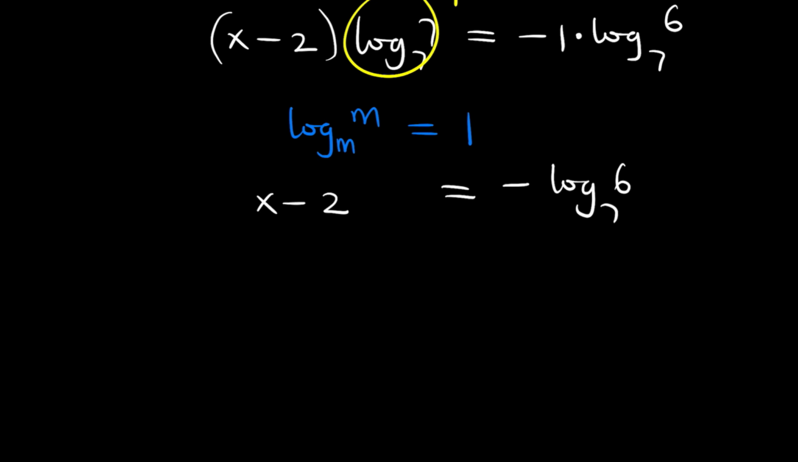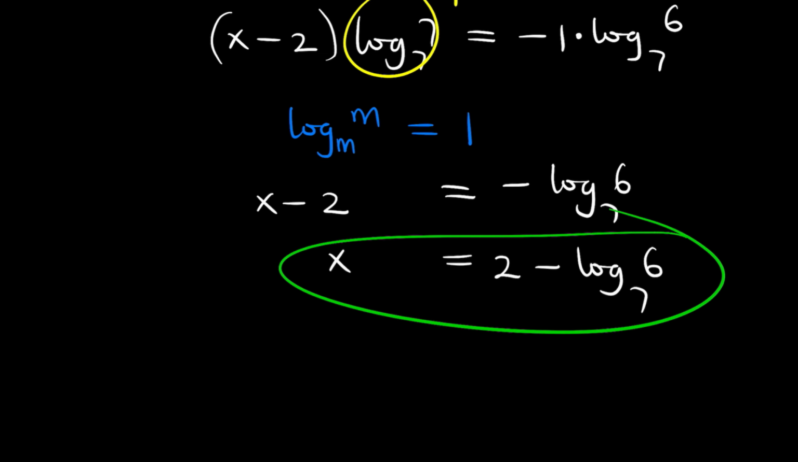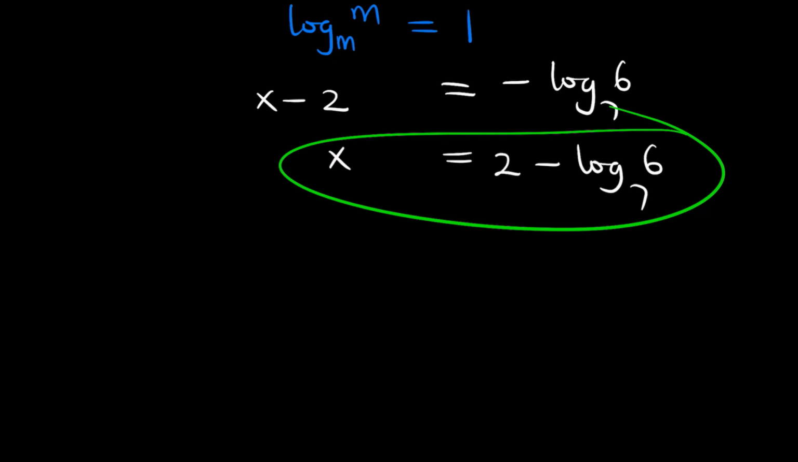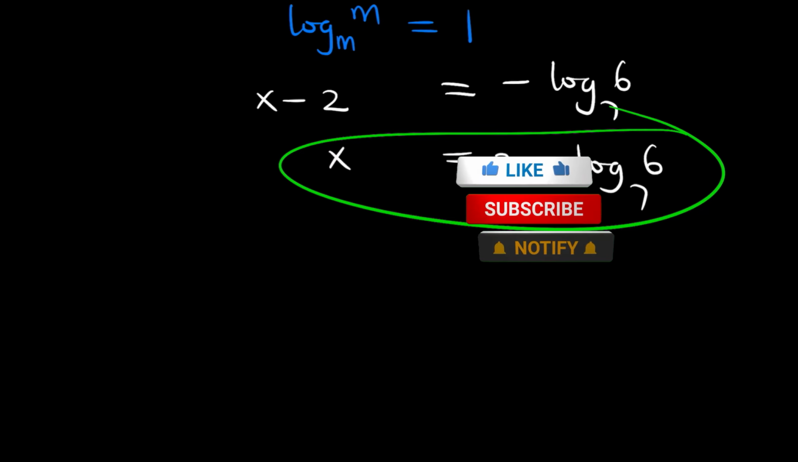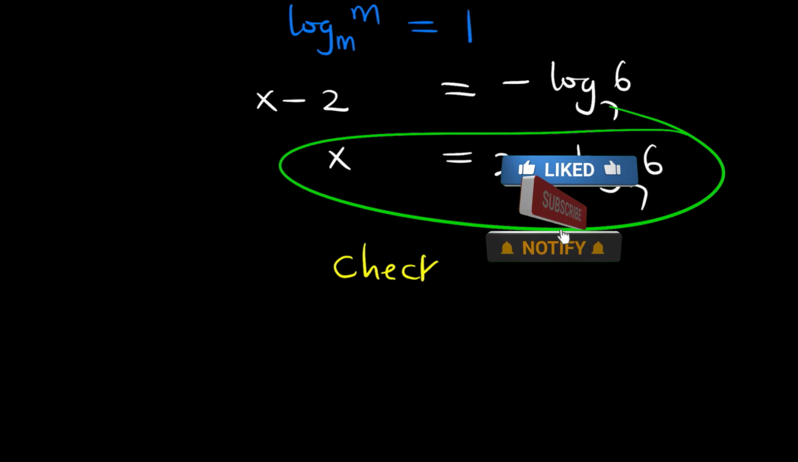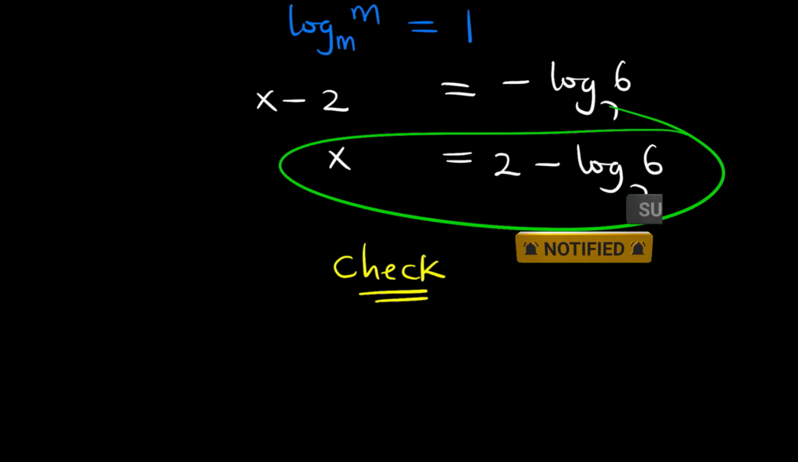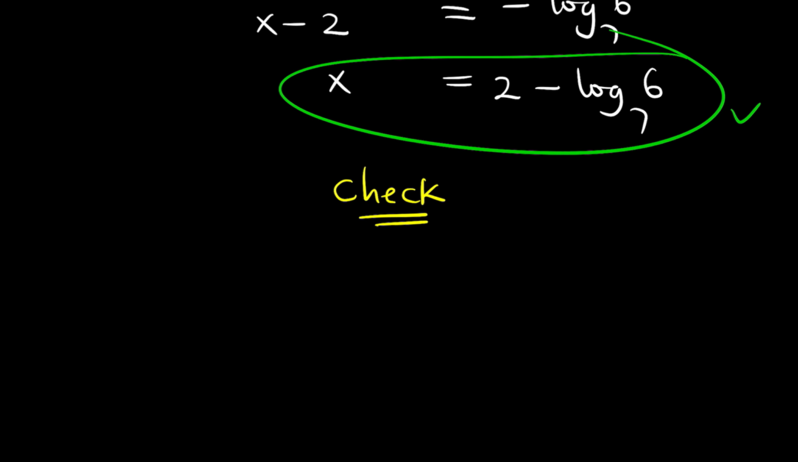And now we can solve this linear equation for x by adding 2 to both sides. I'll put it at the back here to say 2 minus log 6 base 7. This is our final answer for x, and we can double check our answer to confirm that we are correct by simply inserting this value of x into the original problem we started with, which is 7 raised to power x plus 1 minus 7 raised to power x minus 1 is equal to 56.